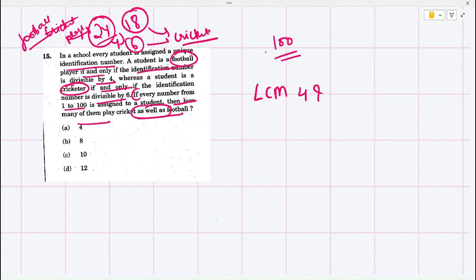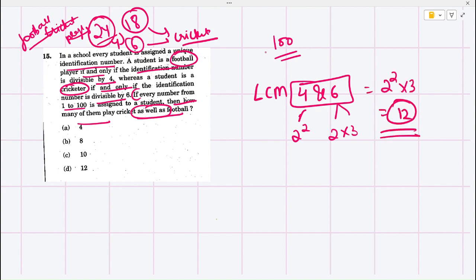If you talk about this, simply take the least common multiple of 4 and of 6. 4 can be written in the form of 2 raised to the power 2, 6 we can write as 2 multiplied by 3, so LCM becomes 2 raised to the power 2 multiplied by 3, so it becomes 12. That is, 12 is the least common multiple. After that, all the numbers which are multiples of 12, for example if you multiply 12 by 4 then we get 48, which is divisible by 4 and 6 both.